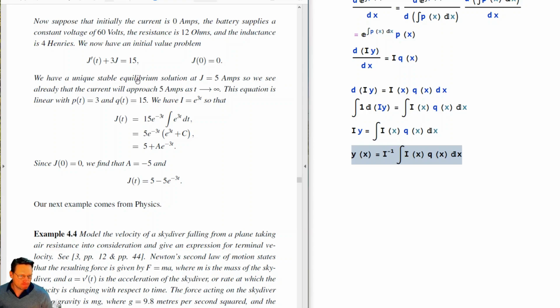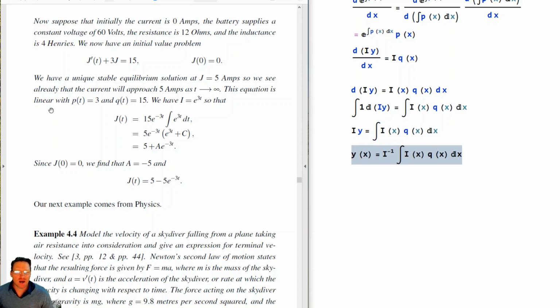So clearly we've got a stable equilibrium at J equals 5 amps. So we see already that the current will approach 5 amps as t goes to infinity. So this equation is linear with P of t equal to 3 and Q of t equal to 15. So first we want the integrating factor.